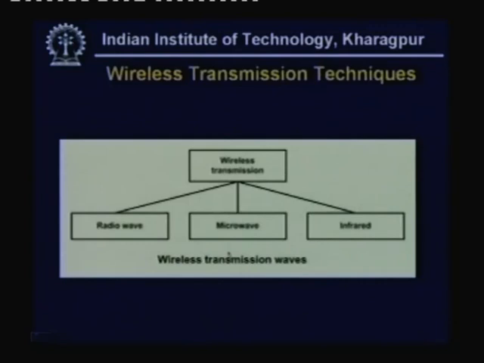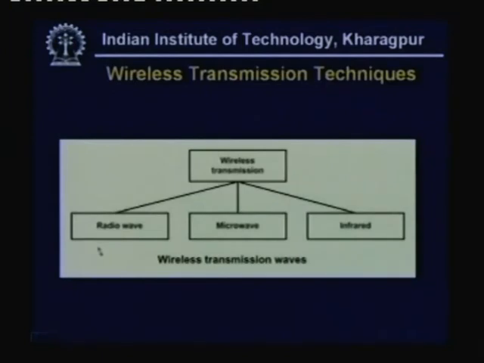Now, the wireless transmission techniques can be broadly divided into three types, as I mentioned earlier. What are the three types? First one is radio wave, second one is microwave, last one is infrared. The first one is in the radio frequency range, the second one is the microwave range, and the third is essentially light, a very high frequency range, that is infrared, as you have seen in that frequency spectrum. So, these are the three broad wireless communication techniques that we shall discuss.